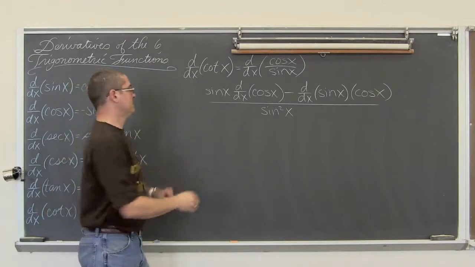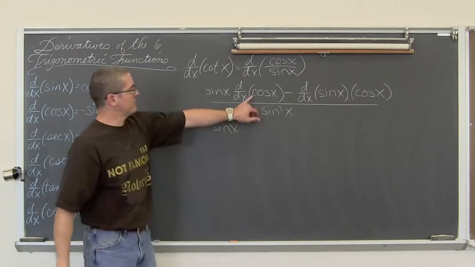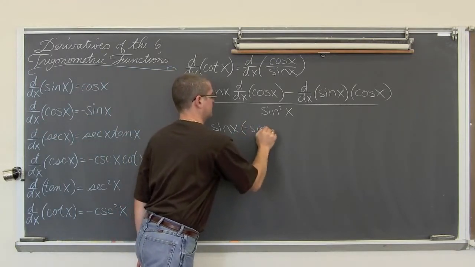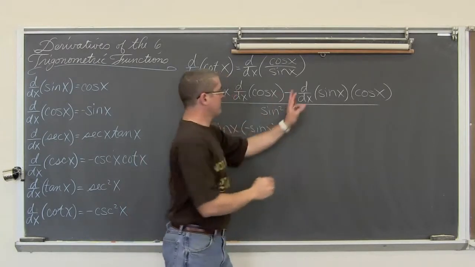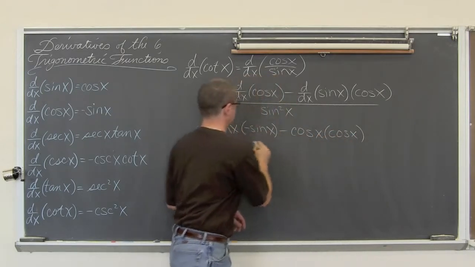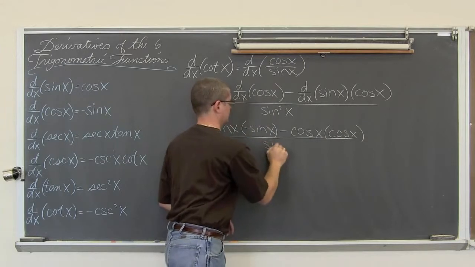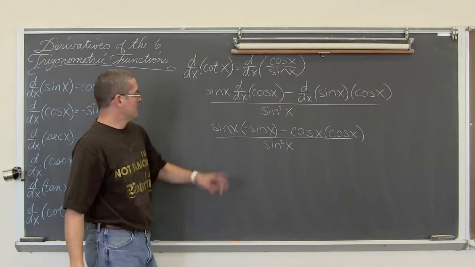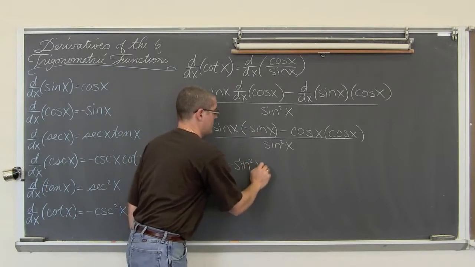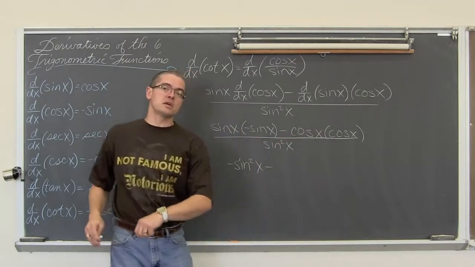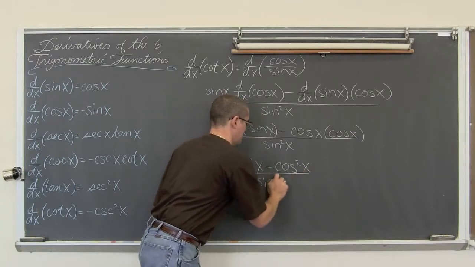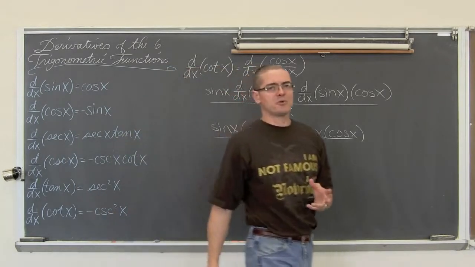Okay, so we have sine x, the derivative of cosine is negative sine, minus the derivative of sine, which is cosine, over sine squared. Now, sine times sine, of course, is sine squared, but there's a negative there. So negative sine squared x minus cosine times cosine is cosine squared. So we have cosine squared x over sine squared x.